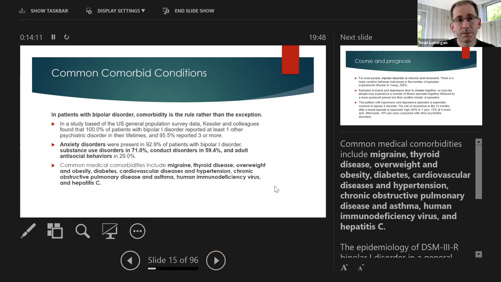Common comorbid conditions. When we think about this, comorbidity is very much the rule rather than the exception. Approximately 100% of patients with bipolar 1 are thought to have another psychiatric disorder within their lifetimes. And up to 95% are reporting 3 or more. That's within the US in a particular study there. Anxiety disorders tend to be very common alongside bipolar 1 disorder. You have substance use disorders, conduct disorders, and antisocial behaviors. Common medical comorbidities include migraine, thyroid disease, being overweight and obese, diabetes, cardiovascular diseases and hypertension, chronic obstructive pulmonary disease and asthma, human immunodeficiency virus, and hepatitis C.